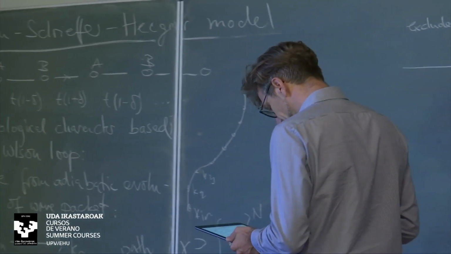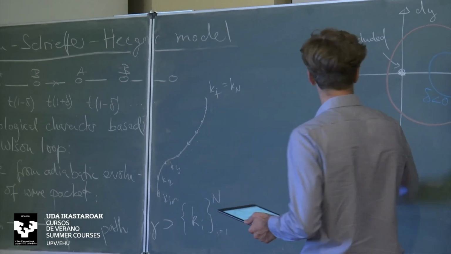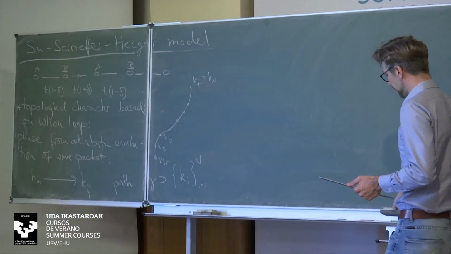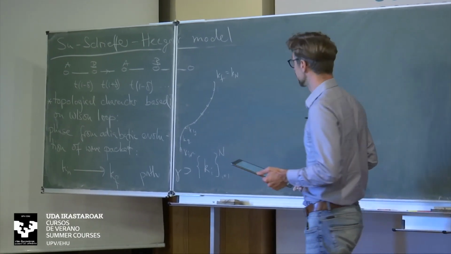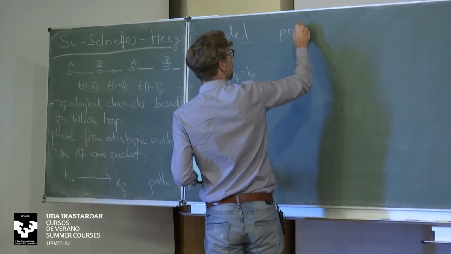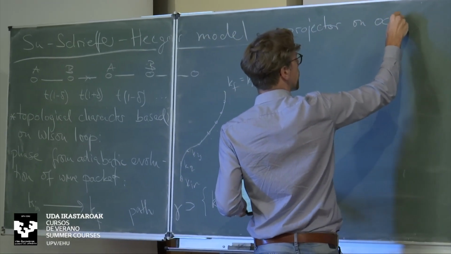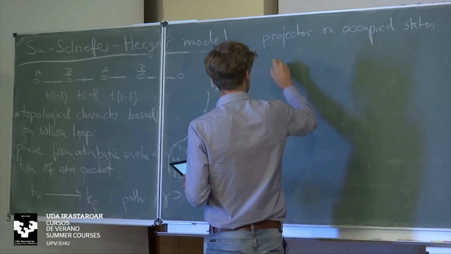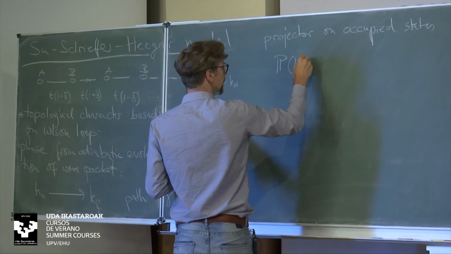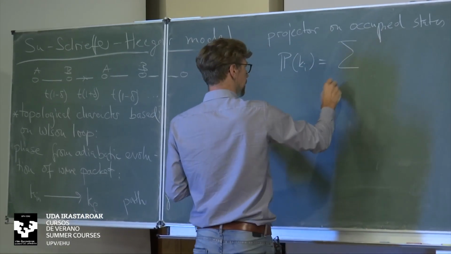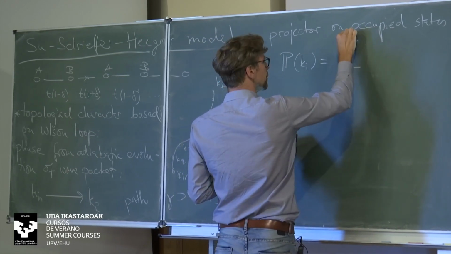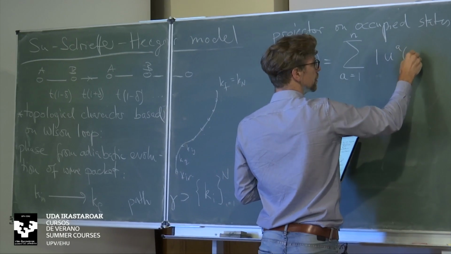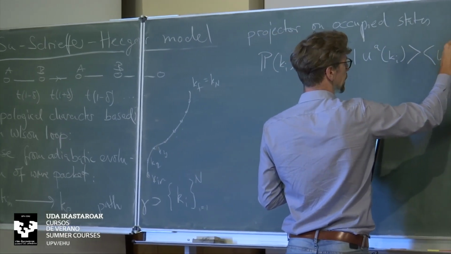And now what characterizes the state of our quantum system at each point in the path is the projector on the occupied states. That gives us basically all the information we need. We call it P of K_i. And it's given by, let's say we have a system with n bands, and label these bands by A. Then it's given by this thing, U_A of K_i, U_A K_i.